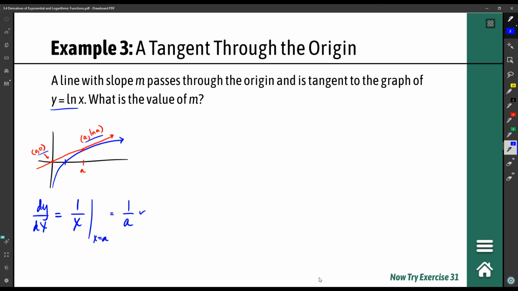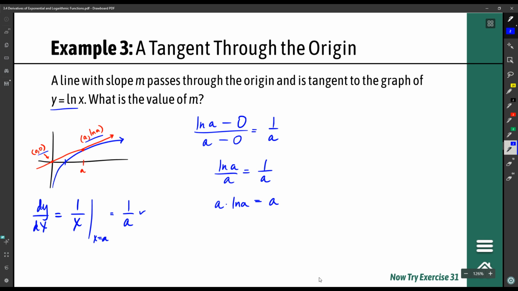So let's set it up. We have a y value, natural log of a, minus a y value, 0. Then we have an x value a minus an x value of the origin point, 0. This should be equal to 1 over a. And then that gives us the natural log of a over a equals 1 over a. And we're trying to solve here for a. So let's go forward with some cross multiplication. We have the natural log of a times a, and then this is equal to a.